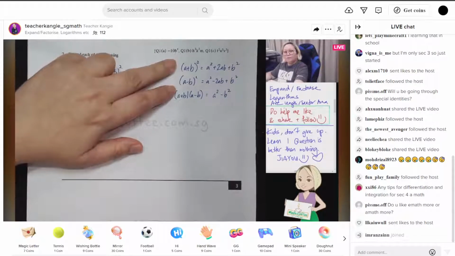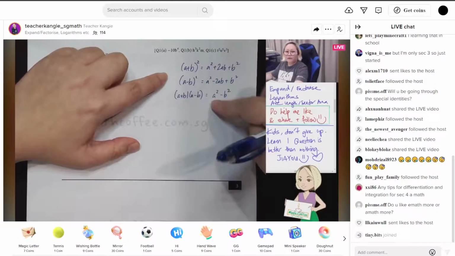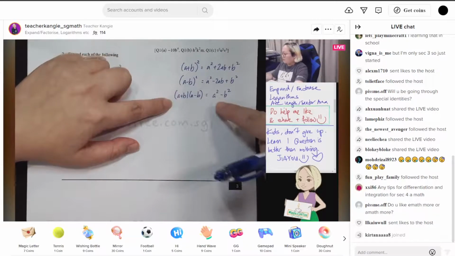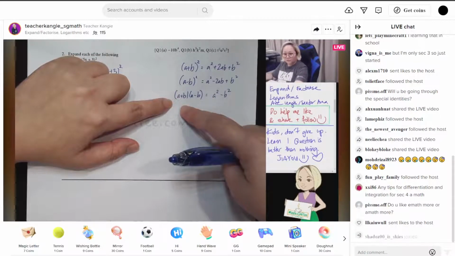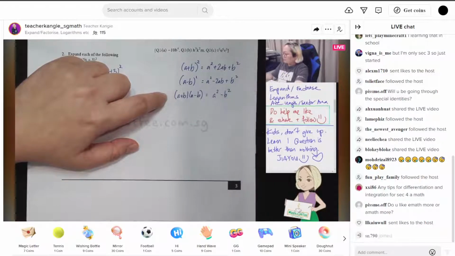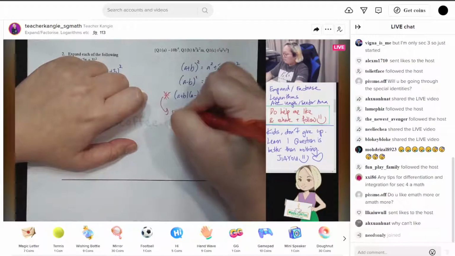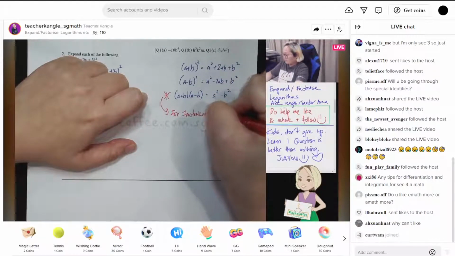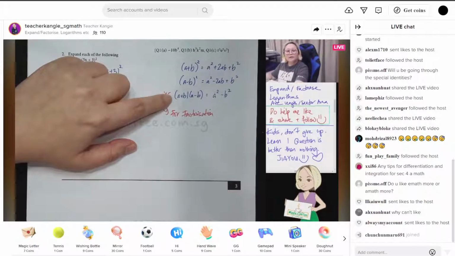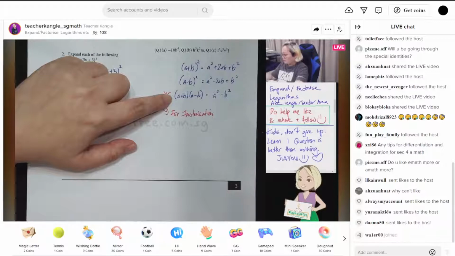So from the left to the right is called expansion. Left to right is expansion. From the right to the left is called factorization. The third one is very important for factorization. The third identity is very important for factorization.